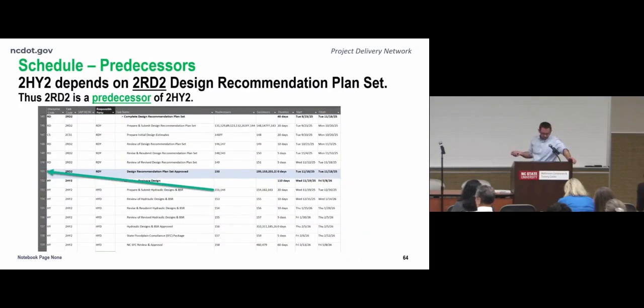2HY2 predecessor, and that is number 151, which is the design recommendation plan set. So in my predecessors column, I have line item 151 listed as a predecessor, follow the green arrow, and item 151 is design recommendation plan set.